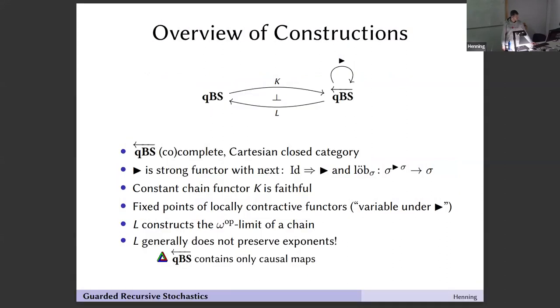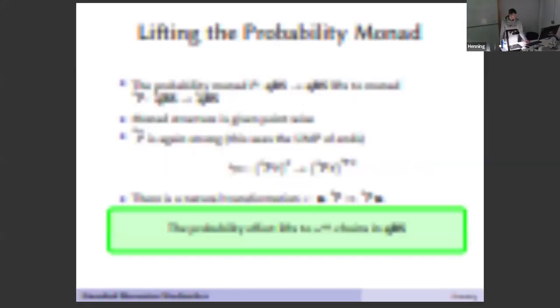So you can basically find the later modality as a functor now here. You have next being a natural transformation from the identity functor into the later modality. And then you have this funky operation lub, which basically is what we had as a fixed point. It says, given a map from later sigma into sigma, produce an element in sigma. That's essentially what it does. And this allows us to interpret all the fixed point things.